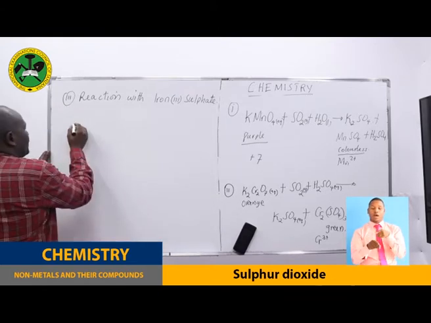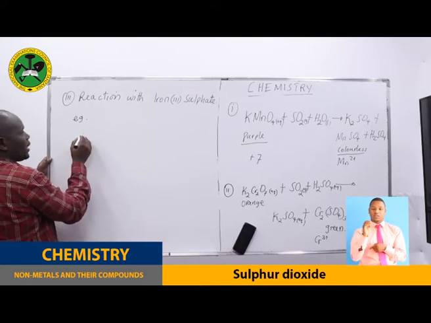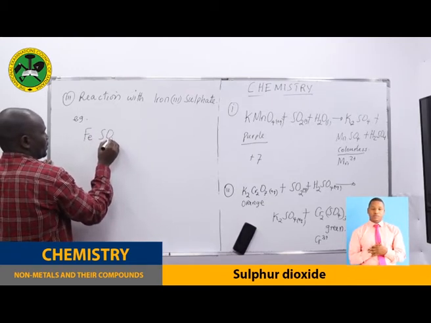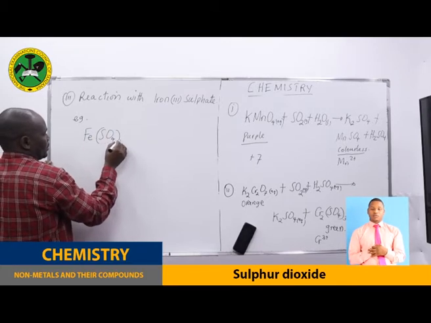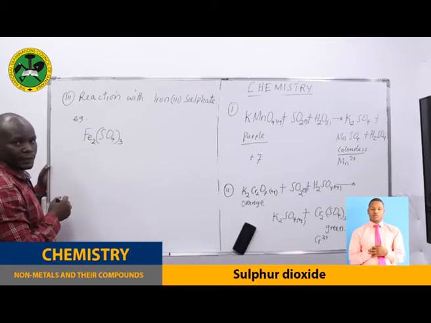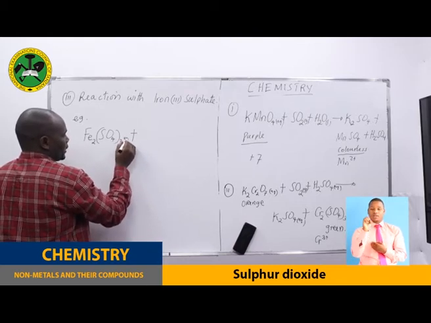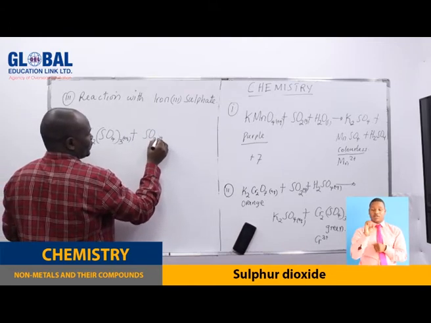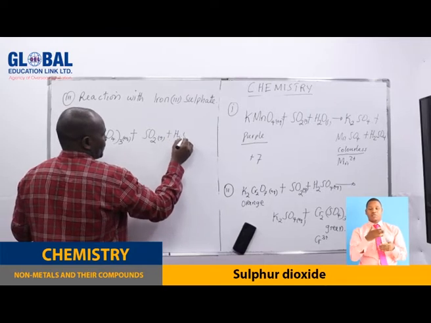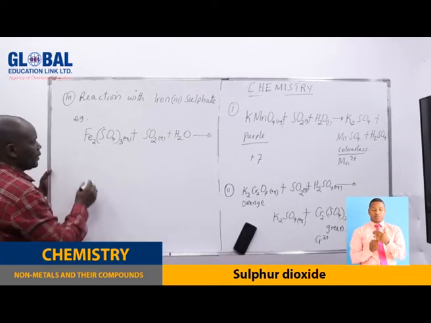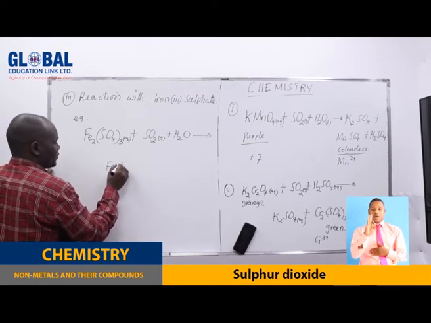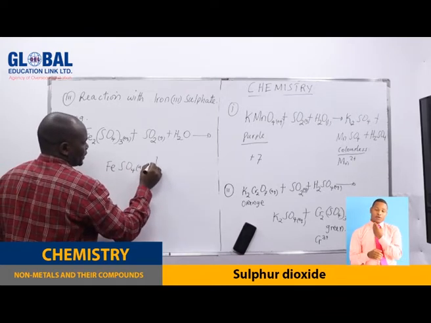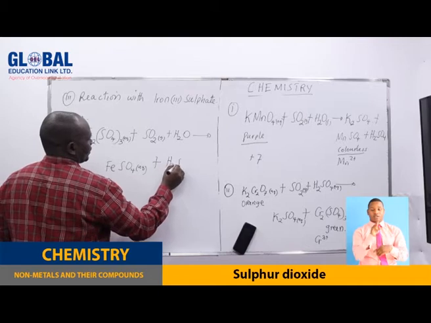So here, the reaction is that iron 3 sulfate is this one. This is iron 3 sulfate, and this is aqueous. So when it is treated with sulfur dioxide, but in presence of water, the product formed will be iron 2 sulfate as an aqueous, plus sulfuric acid.